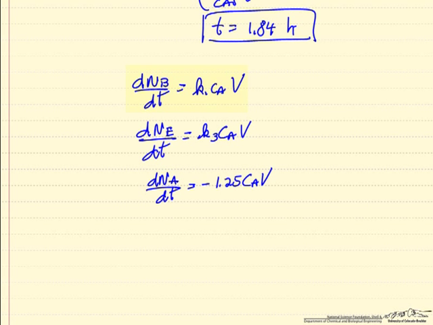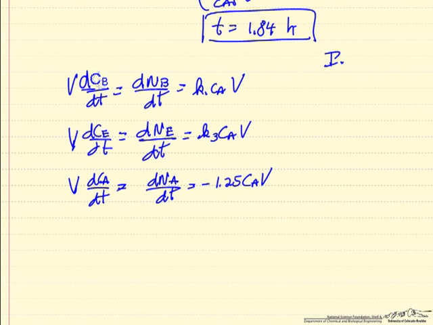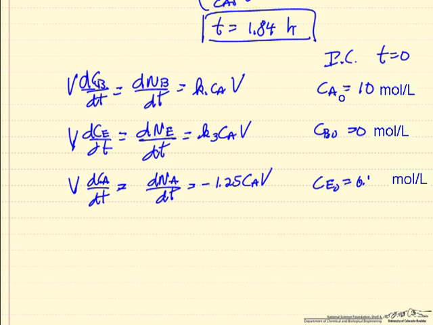I've written here the mass balance for B, the mass balance for E, and then I've repeated the mass balance for A. Keep in mind now, in each of these, I can write it in terms of concentration because it's a liquid phase system. I need initial conditions to solve this, namely at t equals 0, the concentration of A is 10, the concentration of B is 0, and the concentration of E is 0.50.